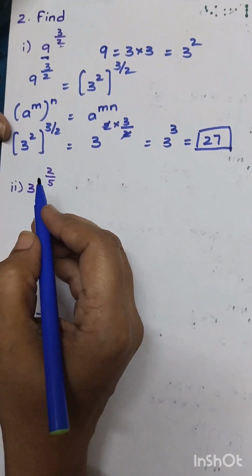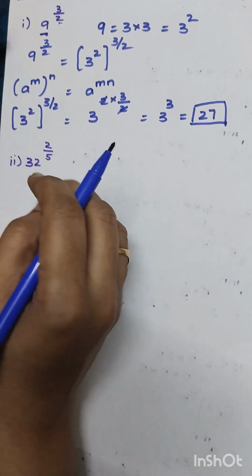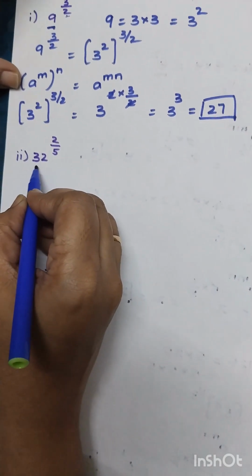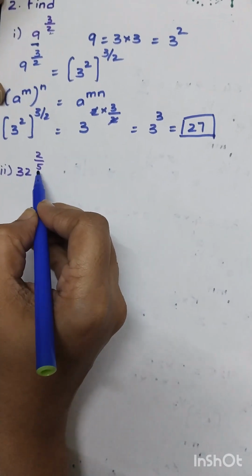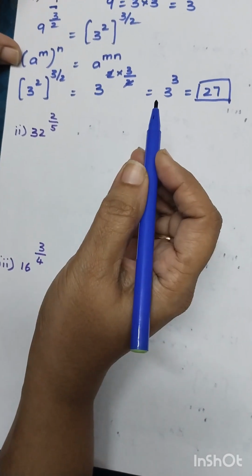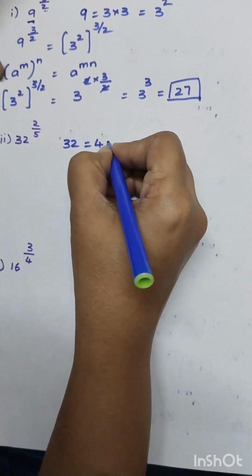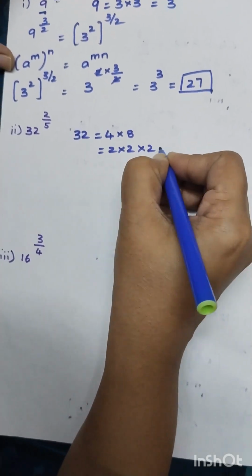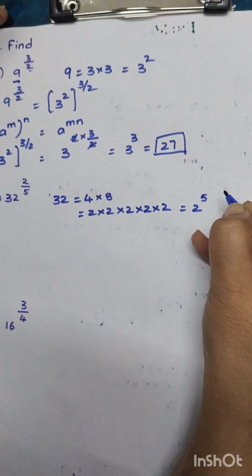Similarly, 32 to the power of 2 by 5. So how are we going to solve this? It is a very simple one, which is a similar way to the previous problem. So let's see if we can write 32 in terms of a number to the power of 5. Why 5? Because here the denominator is 5. So let's see. 32 can be written as 4 into 8. So this further can be written as 2 into 2, 2 into 2 into 2. So how many 2's? 2 to the power of 5, right?